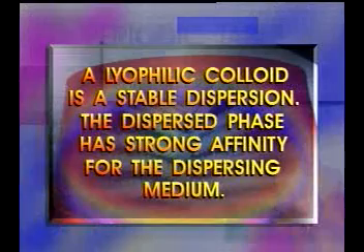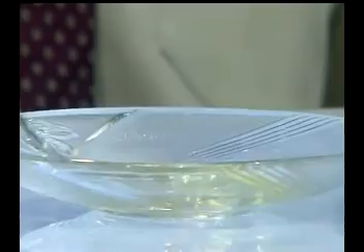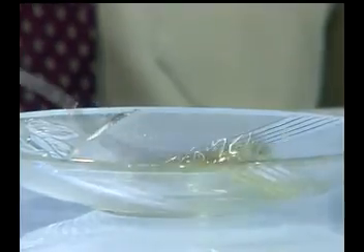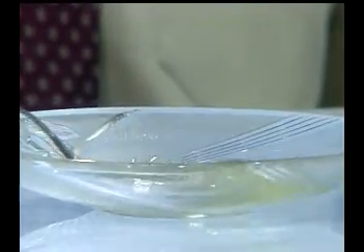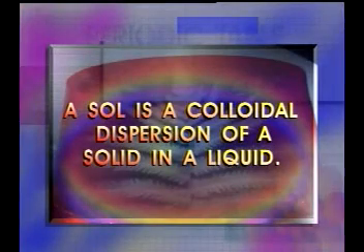In living systems, we encounter many stable colloids, mostly macromolecules in aqueous media. These colloids, referred to as lyophilic colloids, owe their stability to the great affinity or attraction between the dispersed phase and the dispersing medium, water. Egg white is one such colloid. The protein molecules which constitute the dispersed phase have many portions that attract water. Egg white is a sol, a colloidal dispersion of a solid in a liquid.